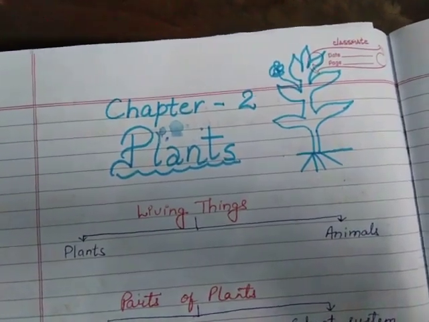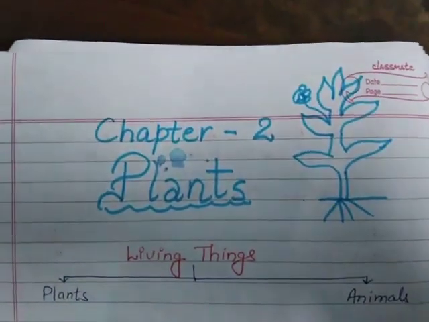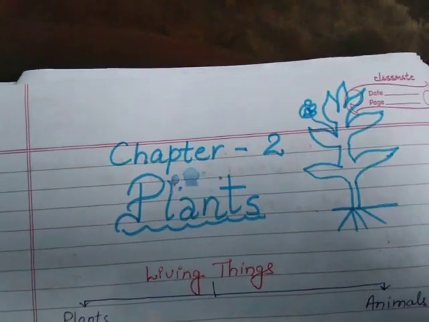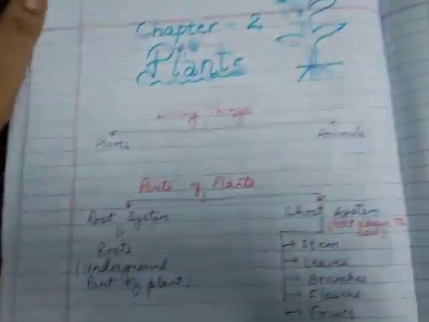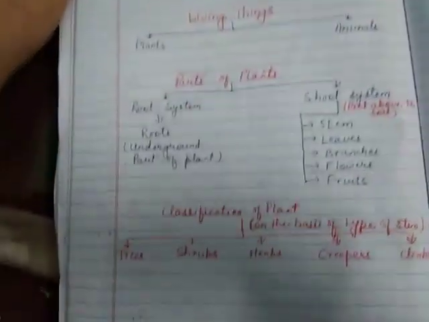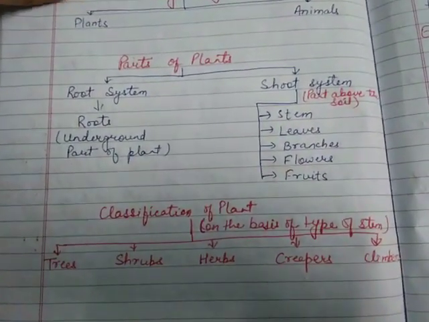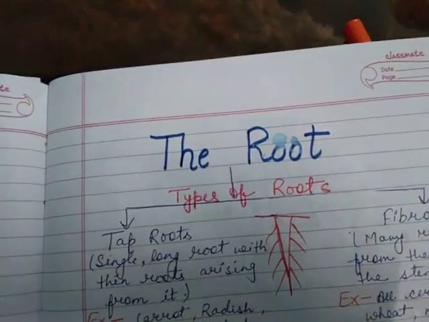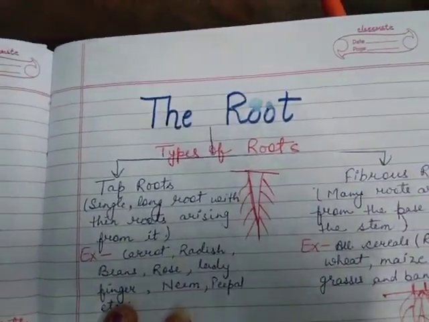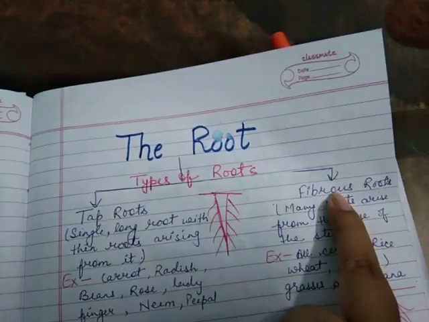We have already completed our chapter 2, plants, in which we have dealt with different parts of a plant, which include the root system and shoot system. Then we discussed the classification of plants on the basis of their type of stem, and then we studied in detail the roots of the plant, including the types of roots, that is taproot and fibrous root.